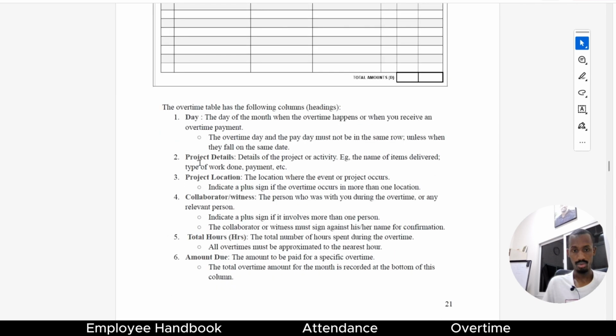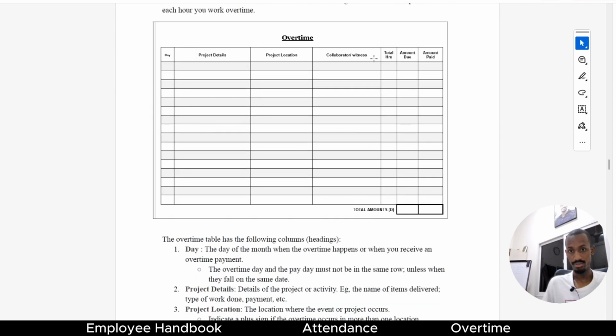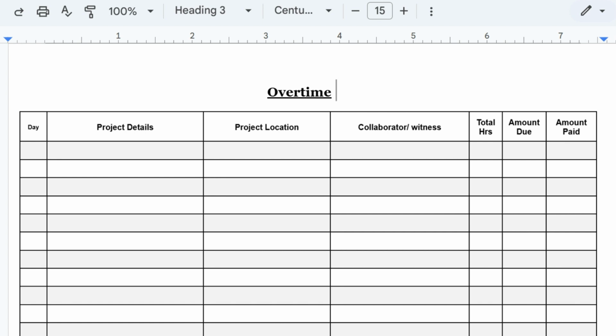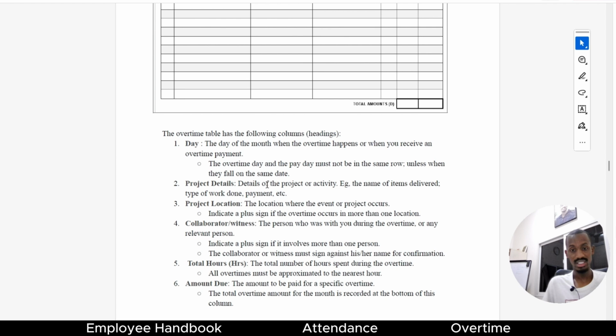All right, so this is explaining the headings of the overtime form. The project details. Project details is where you record the details of the project or activity, for example, the name of the items delivered, or the type of work done, or payment.